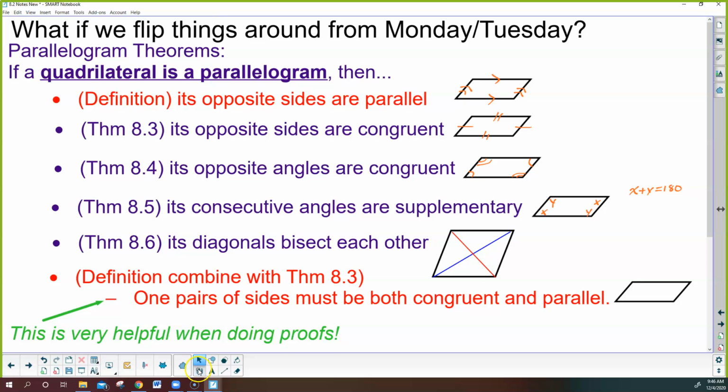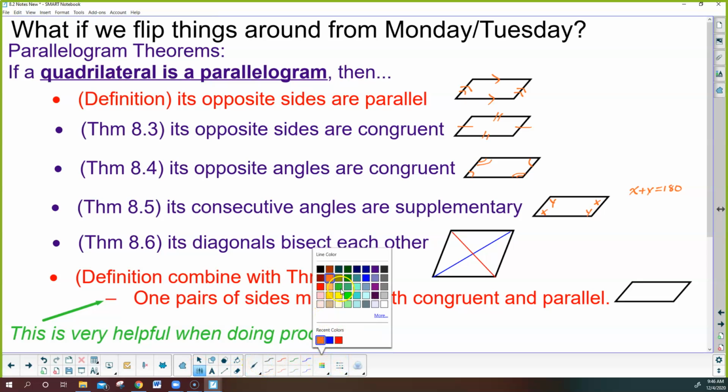But if I told you that the red diagonal bisected the blue one, that means the red diagonal bisects the blue, so it's the blue that is being cut in half. That's the first kind of statement. And then if I told you the blue diagonal bisected the red one, the red is the one that's being cut in half. So if it's a parallelogram, you also know that the diagonals bisect each other, so they're cut in half.